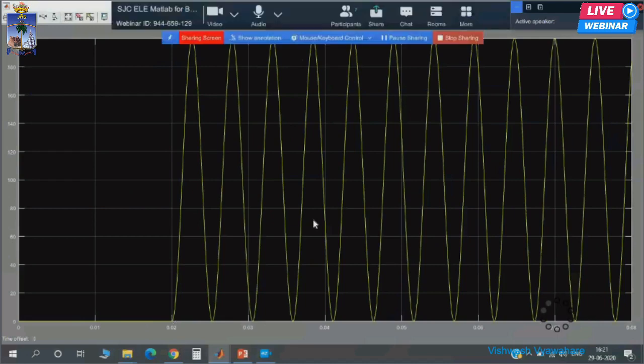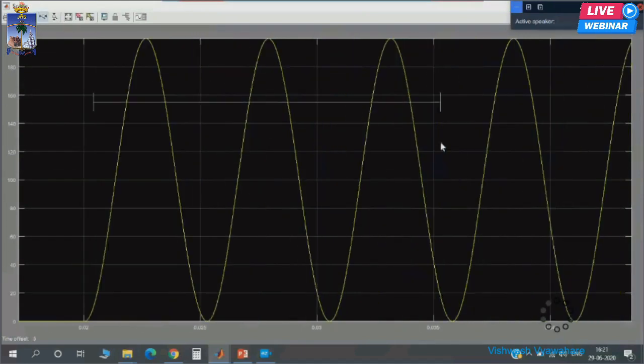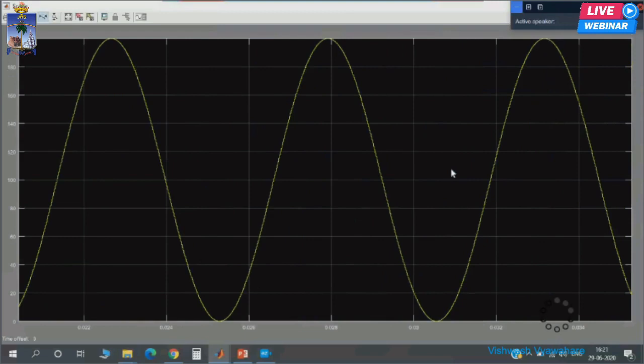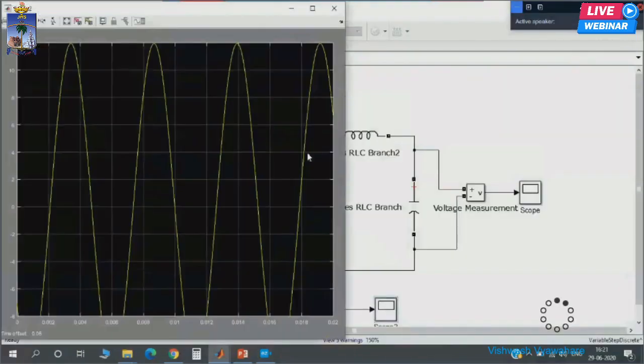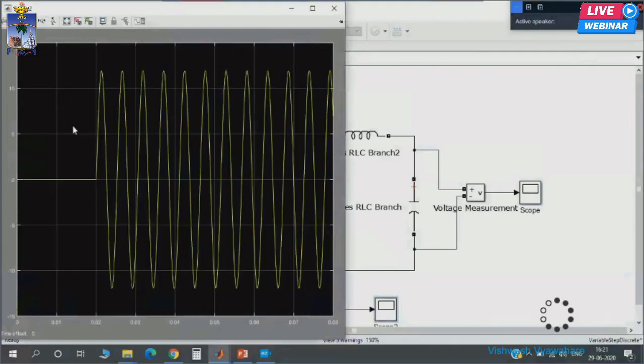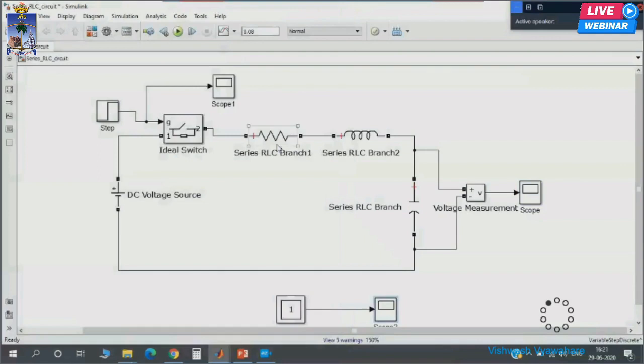So up to 0.02 there is nothing, and then you are just getting the oscillations here. You can see these are the sustained oscillations which are coming here. Okay, same will happen with the current. So you can see you have got sustained oscillations here also. Okay, and we call such a circuit an undamped circuit, because the oscillations are not getting damped. So it's an undamped circuit, basically.